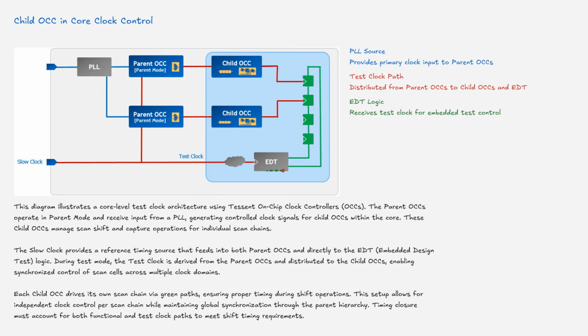Each child OCC drives its own scan chain via green paths, ensuring proper timing during shift operations. This setup allows for independent clock control per scan chain while maintaining global synchronization through the parent hierarchy. Timing closure must account for both functional and test clock paths to meet shift timing requirements.